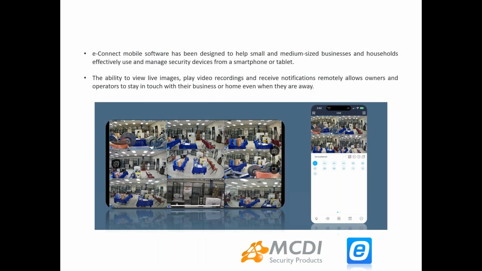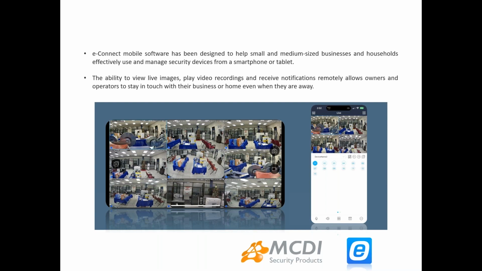So what is eConnect? eConnect is a mobile software that is designed to help out small businesses or even big businesses as well, and residential areas and commercial areas basically. You can view your cameras directly from your smartphone or tablet. We also have a monitoring software for the computer as well, if that's what the client wishes. But right now, we're just going to talk about the eConnect, which is the application for your smartphone or tablet.